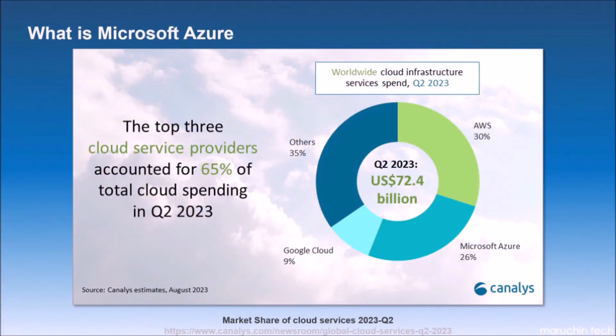This is the share of the cloud market. For the past several years, AWS has been in first place, Azure second, and Google Cloud third. AWS and Azure account for more than half of the total market share. Azure has a 26% market share and is expected to continue to grow. It is well worth learning Azure.